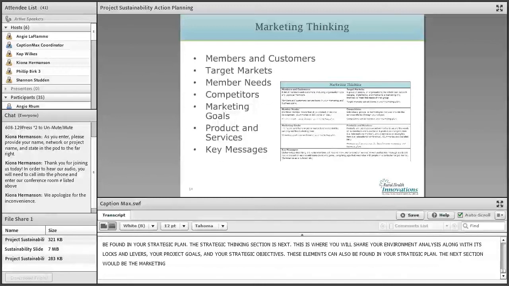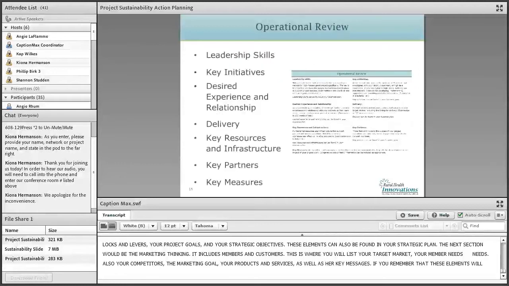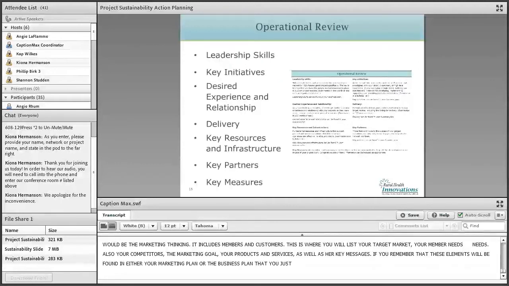The next section would be the marketing thinking, and it includes members and customers. This is where you'll list your target markets, your member needs, also your competitors, the marketing goals, your products and services, as well as your key messages. And remember that these elements will be found in either your marketing plan or the business plan that you just submitted.